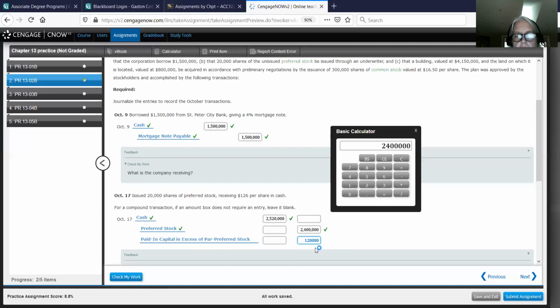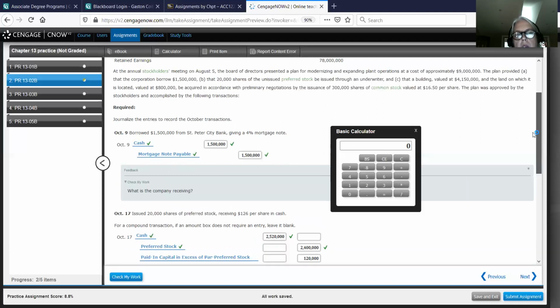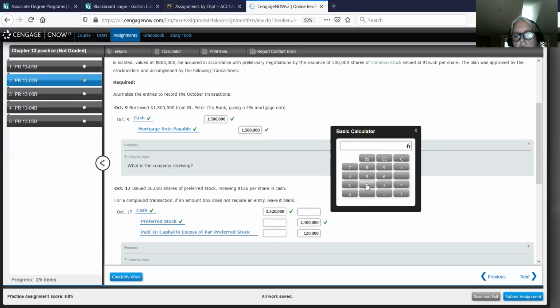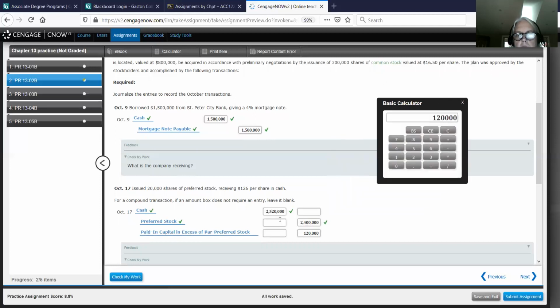You could have also gotten this amount by taking the difference between the selling price of the preferred stock, which is $126, and the par value that was given to you at $120. That means the difference of $6 would be multiplied by the number of shares issued in this transaction, which is 20,000, and that will also give you 120,000. But probably the easiest way to solve this is just to find the difference between the debits and credits.